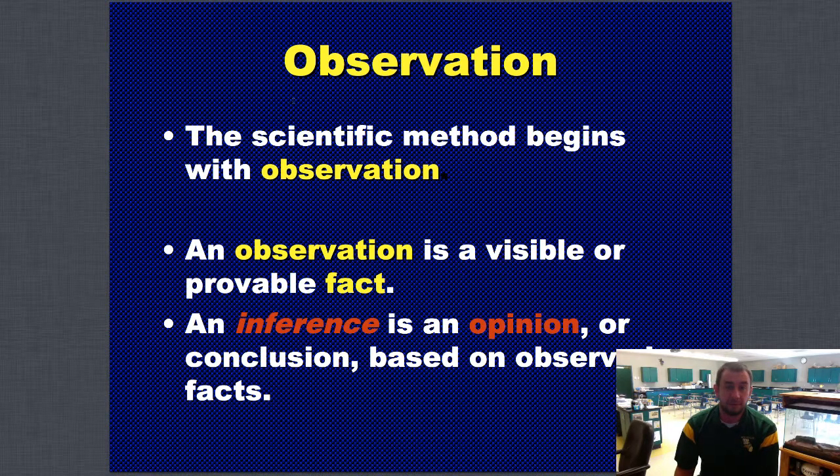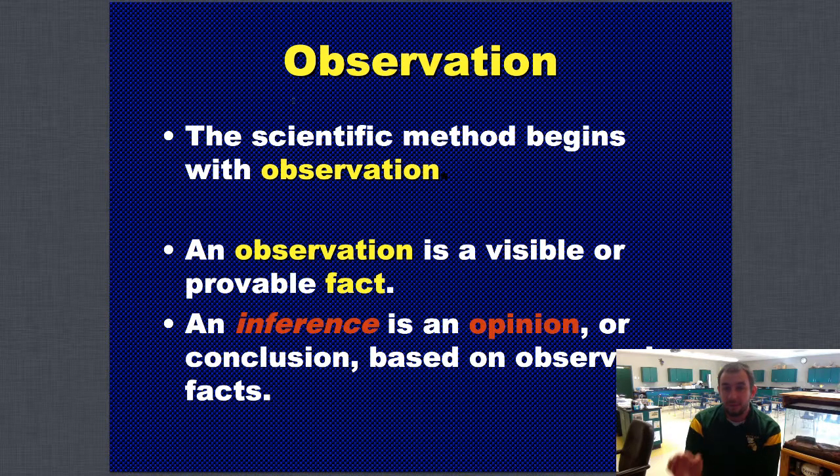So observation is our first one. Let's go over each one. Basically, an observation is an observable, visible, and provable fact. A lot of times you get this mixed up with a term called an inference, which is basically an opinion or a conclusion based on an observation or observed facts. So there's a little bit of a difference.